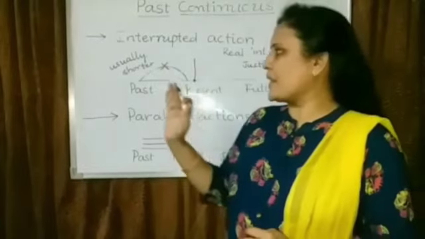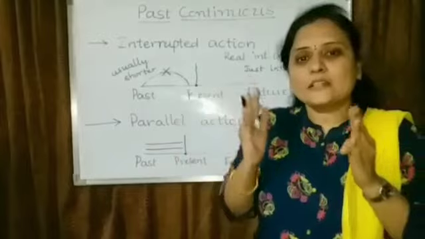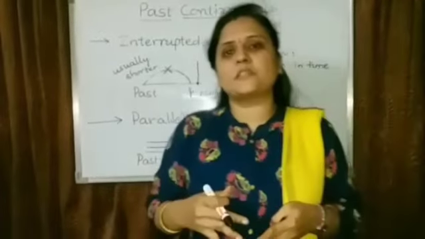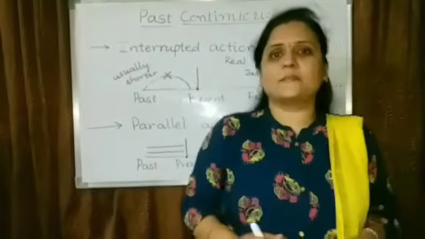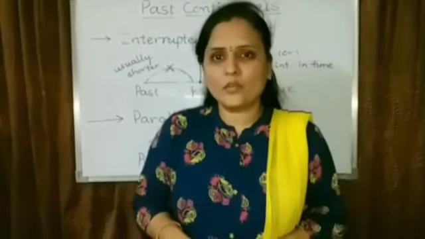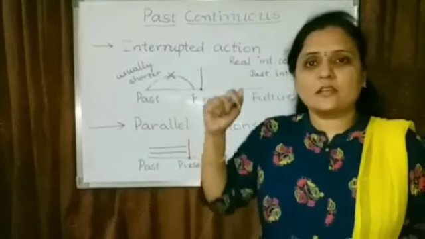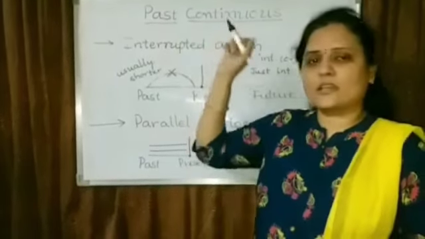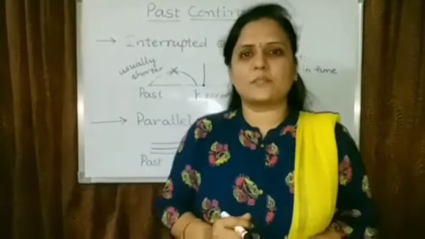Here if you see interrupted actions, they are usually shorter, and these interruptions may happen just in time, otherwise sometimes they may be real. So parallel actions and interrupted actions, these actions we talk about in past continuous tense. Now let us see the examples.